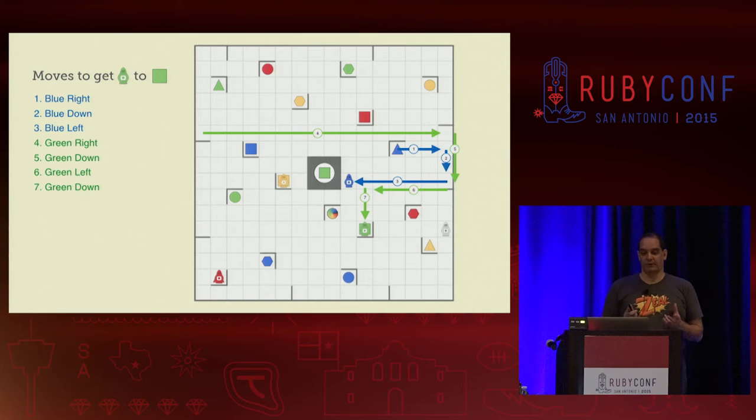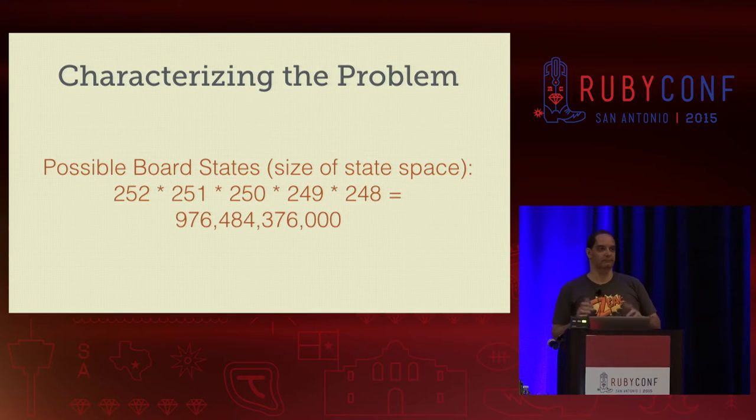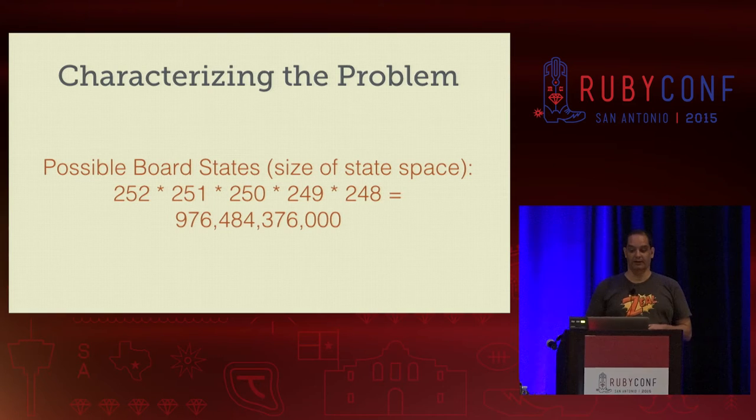So it's a lot of fun. It's pretty cool. But if we're going to teach a computer to play this game, you have to get a sense of the scope of the problem you're dealing with. In this game, there are actually 976.5 billion possible states the board can be in. You've got the cells and the walls, five robots and 252 squares. You do the combinatorics math for that, and you get 976 billion. That's a lot.